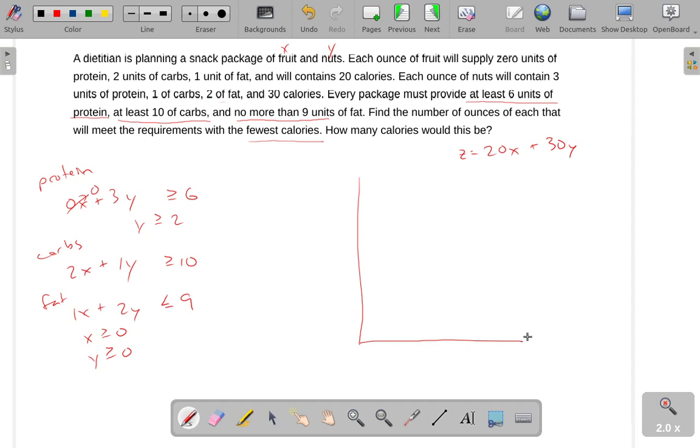Alright, for graphing this, I want to figure out what the intercepts are. This is a horizontal line with y coordinates equal to 2. That's easy enough. This one right here, if the x coordinate is equal to 0, I get y is 10. And similarly, if the y coordinate is 0, I get x is 10. On this one, if the x coordinate is 0, I get 2y equals 9, or y equals 4.5. And if the y coordinate is 0, I get x equals 9. So I get 9, 0.